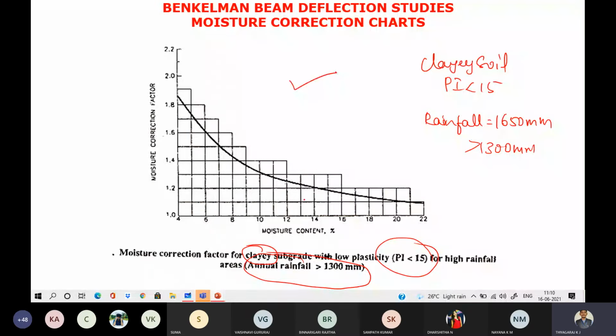What is the moisture content? Moisture content 7. So it will come here. It will cut the line here. So project like this. What is the value here? Moisture correction factor, MCF, we can call it 1.5. So understood how to take this moisture correction factor? Yes, sir.